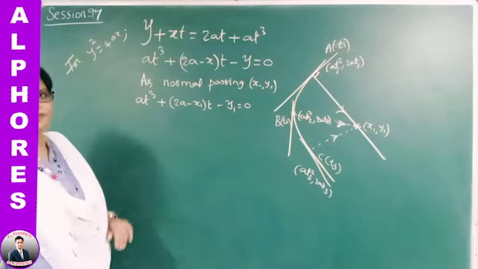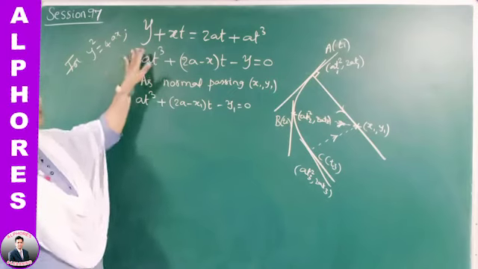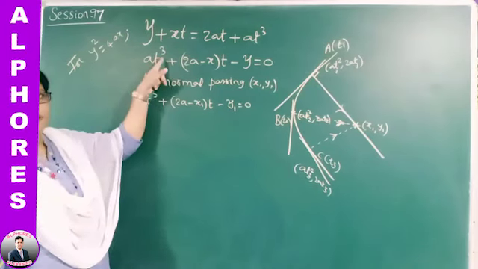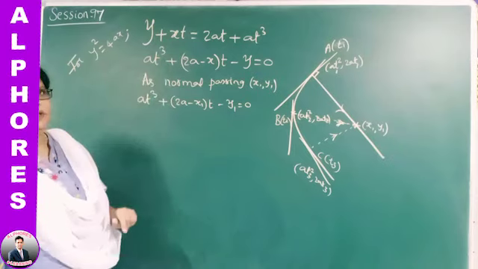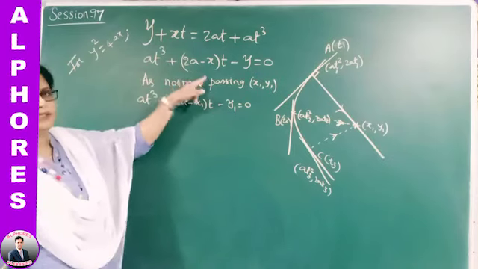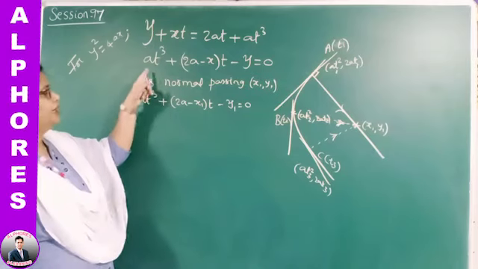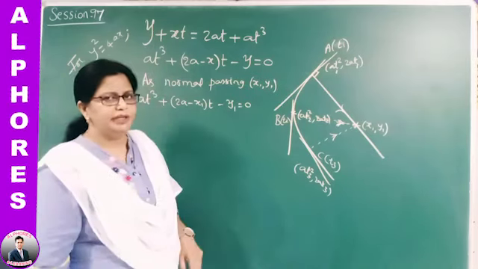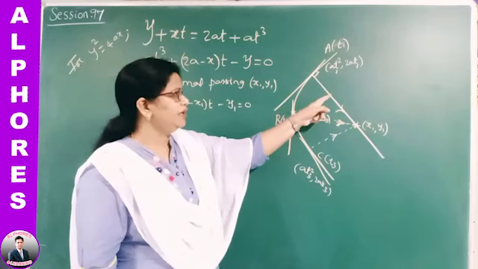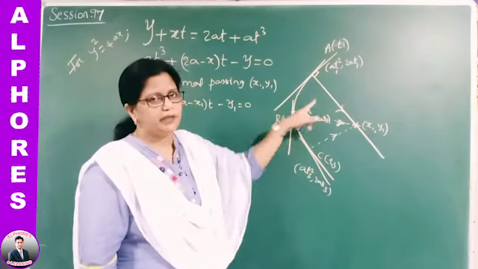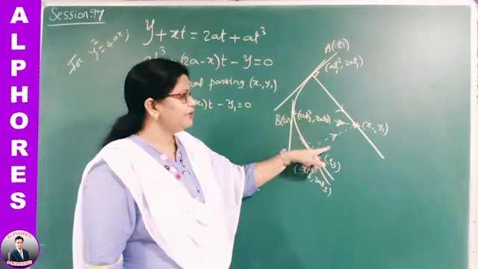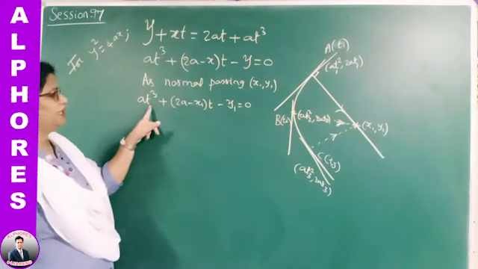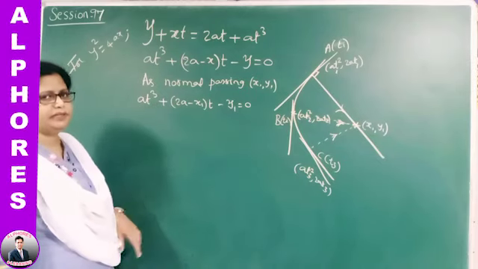In the previous session we discussed the equation of normal, where the equation is in t, and the power of t here is 3. Therefore we can say it is a cubic equation in t. The inner meaning is that if 3 distinct normals exist, these 3 distinct normals pass through a point (x1, y1), and hence we got this kind of equation.